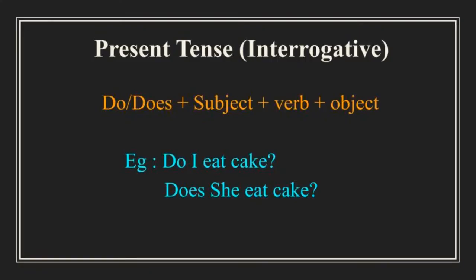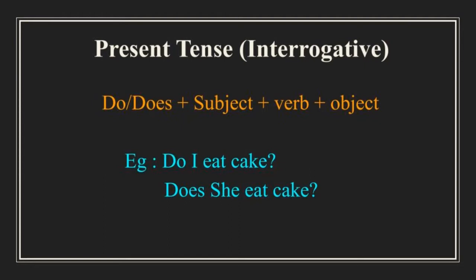Okay students, now we are going to see how to make interrogative sentences. It means how to make question sentences. Look here, here also a rule is there. Look at the rule, do or does. First of all, we should use the auxiliary verb do or does, and then the subject. After the subject we should use the verb. At last we should use the object. Already I said that for first person and second person we should use do. For third person singular, it means he or she, we should use does.